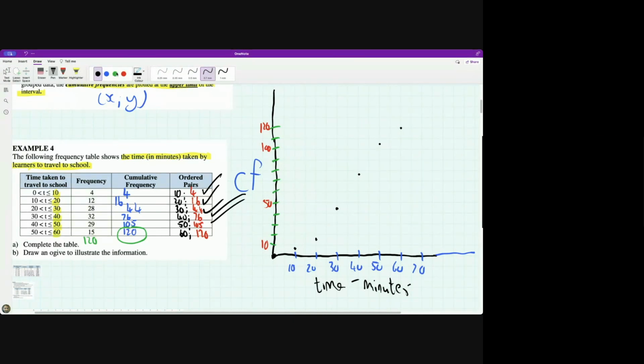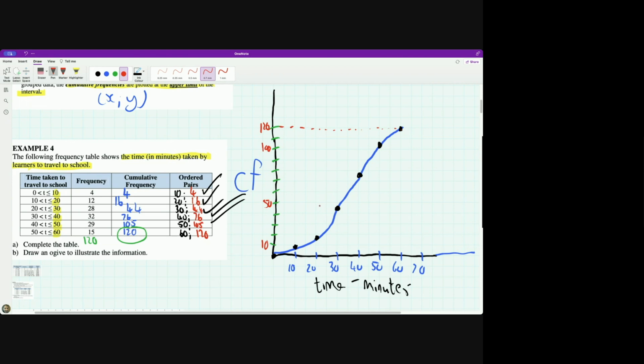So I'm going to start the process of joining up my dots, and it's a smooth curve. And so the smooth curve, oh, okay, it's going to look like that. Let me just make my dots a bit bigger so you can all see them. And what we notice is that the very last dot is in line with 120, which makes so much sense because that's how many students we have in our ogive. Okay.